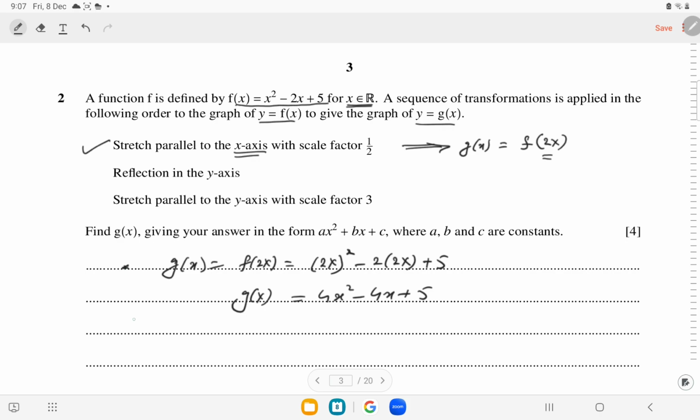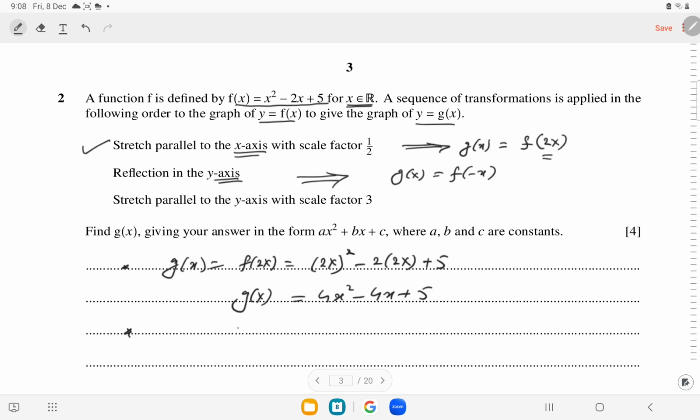The second step says that reflection is in the y-axis. What to do for the reflection in the y-axis? So within x, you need to replace here. For the y-axis, as defined by the rule, you need to do f of minus x. So replace every x with minus x.